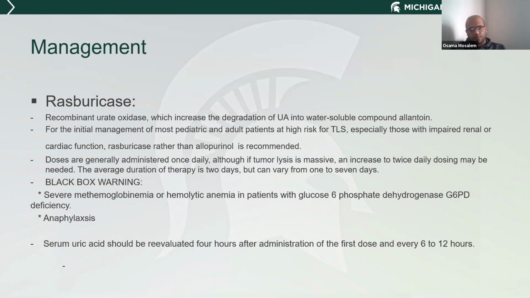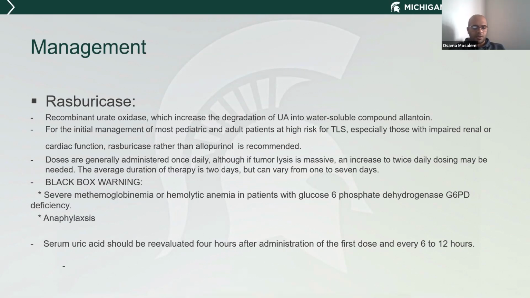There is a black box warning about rasburicase. Rasburicase can increase the risk of hemolysis. It can cause hemolytic anemia in patients with G6PD deficiency. It also can cause severe methemoglobinemia. So it's important to know if your patient is at high risk for G6PD deficiency, like certain racial populations known to be at high risk. It's important to know that. And there's also a black box warning about rasburicase because it has been reported to cause anaphylaxis.